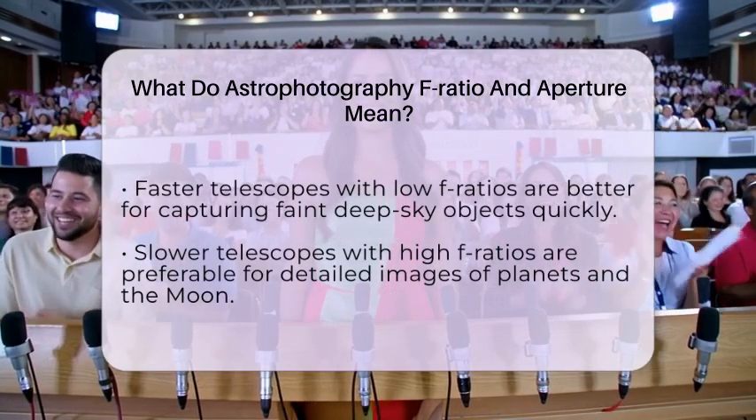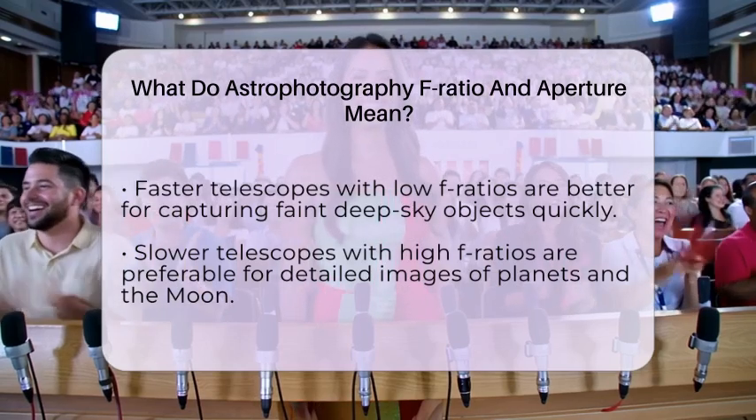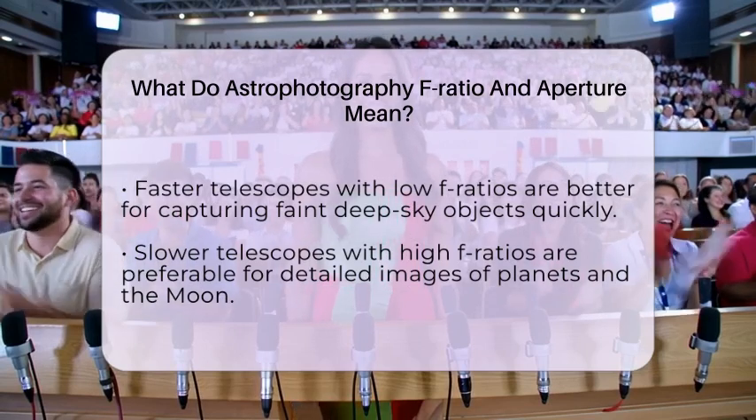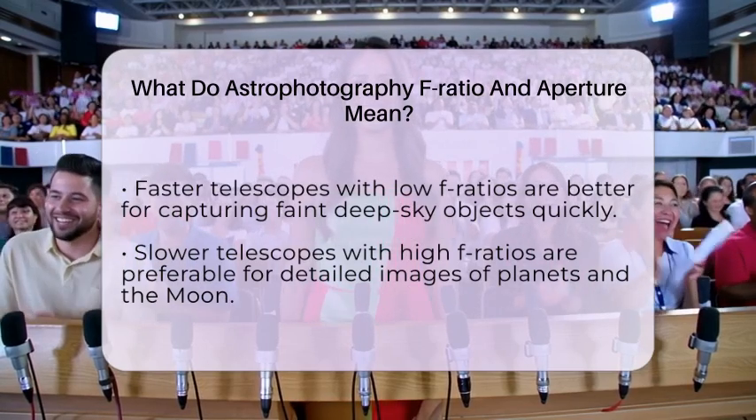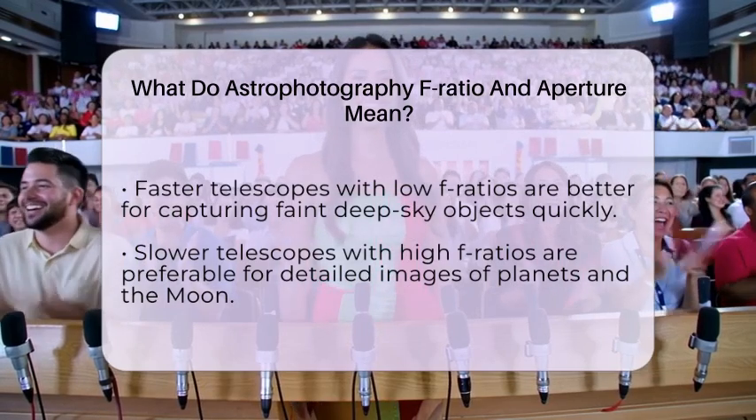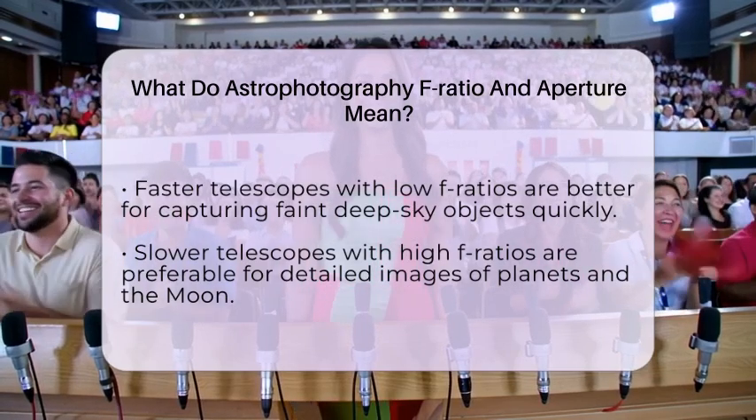On the other hand, a higher f ratio, like f10 or f15, means the telescope is slower but provides more magnification. These are better for capturing detailed images of planets or the moon. They require longer exposure times because they gather light more slowly.